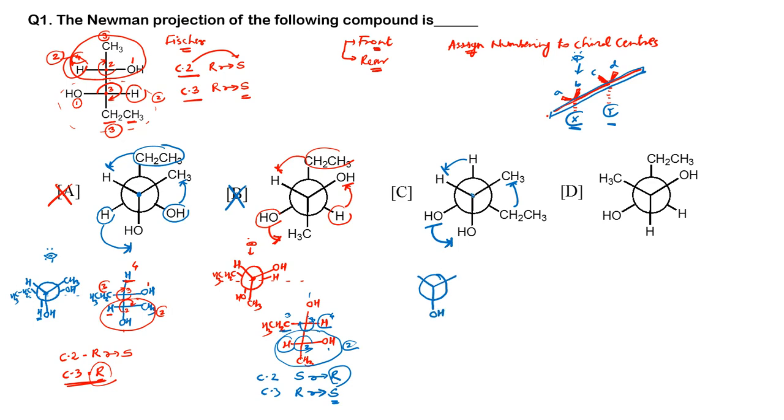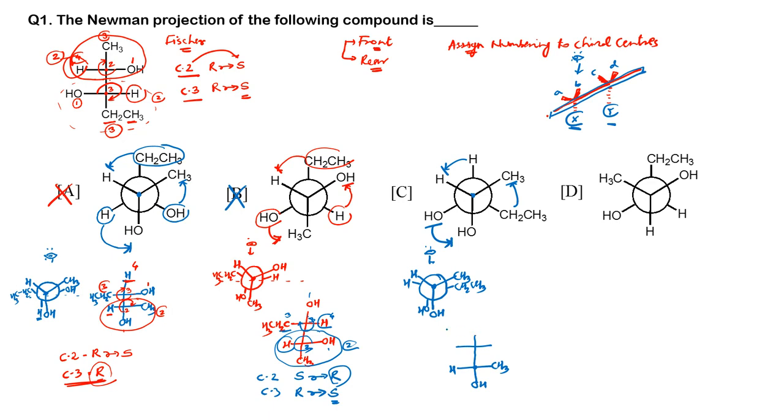As for the front carbon, you are observing that it is as it is, there is no change. And this is the rear OH, rear CH2, CH3, and this one is the hydrogen. As we are observing this molecule from the top, we'll write like this. As the front carbon, OH is at the bottom, CH3 on the right hand side, hydrogen on the left hand side.